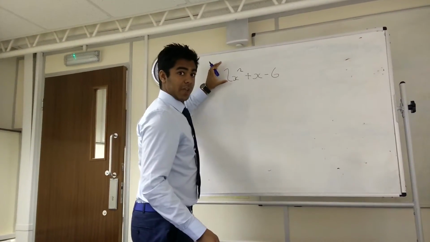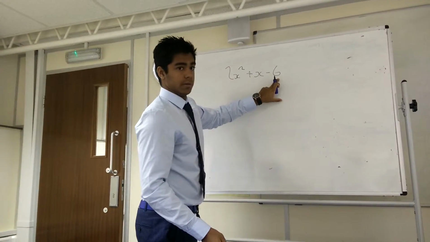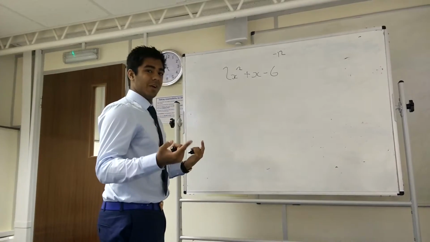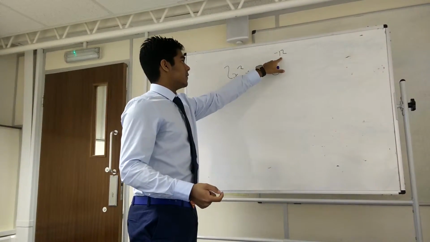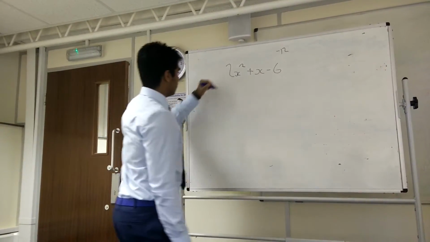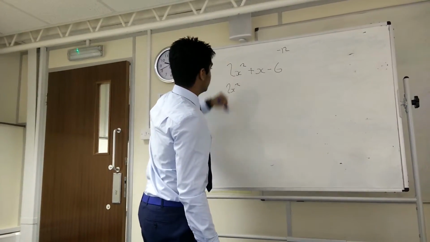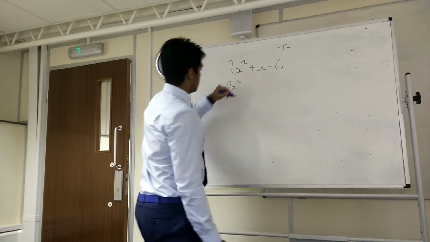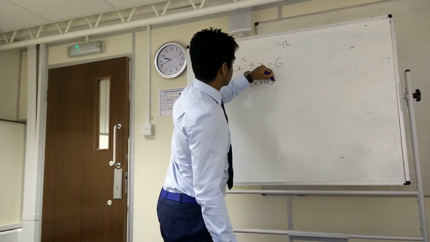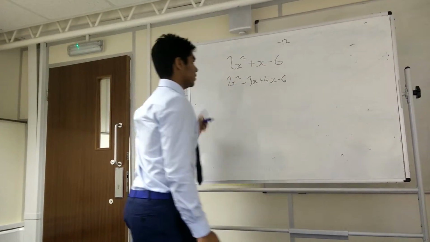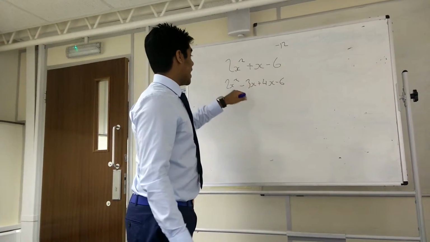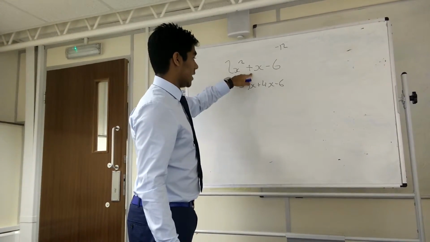We take the coefficient of x squared and multiply it by the constant. So, you get minus 12. Now what you have to do is find the factors of minus 12 that add to make x. So, I know that it would be 2x squared minus 3x plus 4x minus 6. Because we have minus 3x times 4x gives minus 12, and minus 3x plus 4x gives plus x.